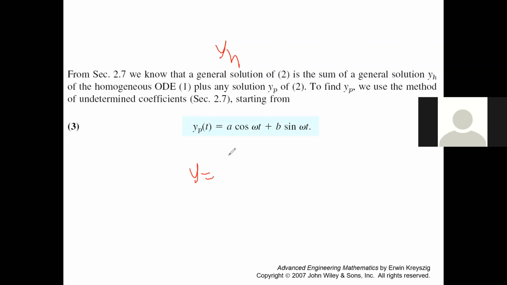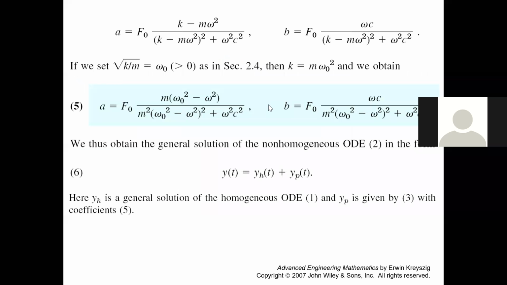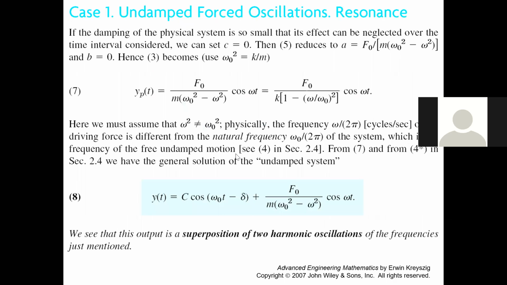So Y equals YH plus YP. So yeah, this is the final solution. There are some cases over here. You can have undamped forced oscillations where your solution will take somewhat this form.